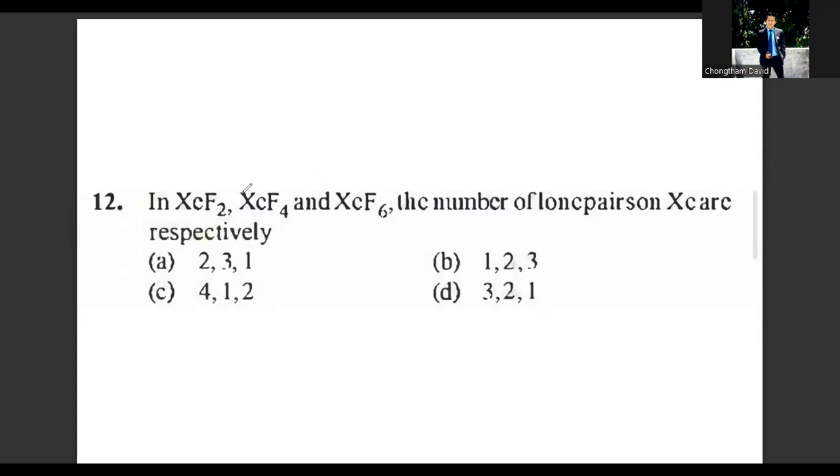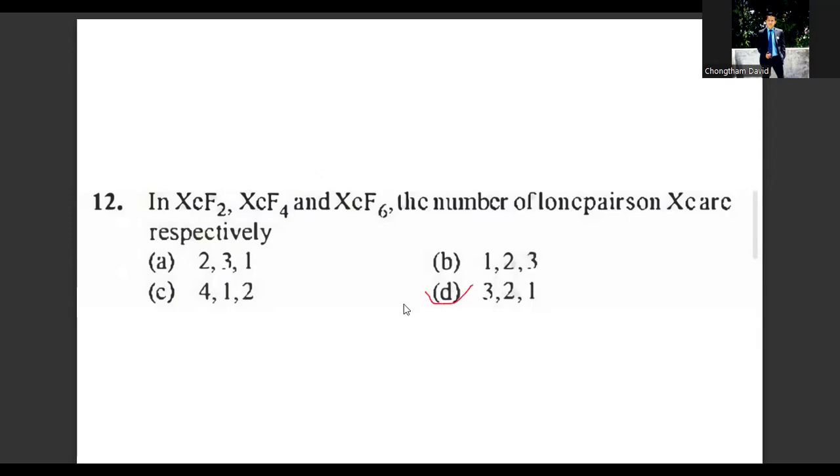Whereas in the case of xenon tetrafluoride, 4 are shared with 4 fluorine atoms and 4 left, hence 2 lone pairs. In xenon hexafluoride, 6 electrons are shared with 6 fluorine atoms. So 2 left, hence 1 lone pair. So for question number 12, 3, 2, 1 would be the answer for the number of lone pairs on xenon. 3, 2, 1. So the answer would be option D.